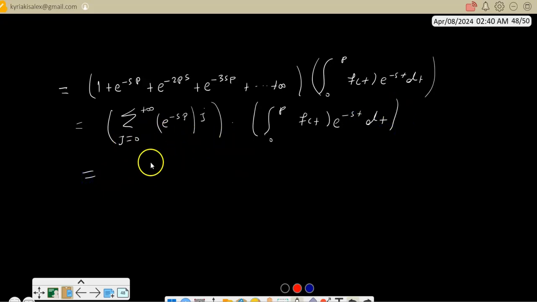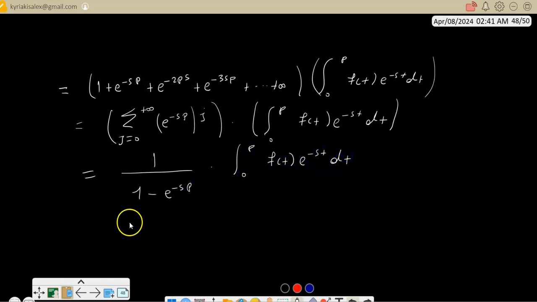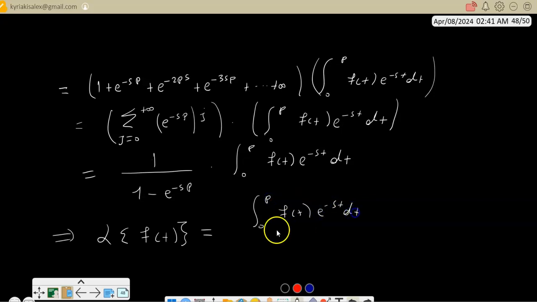This is an infinite geometric series, so I can write it as 1 divided by 1 minus e to the minus sp, times the integral from 0 to p of f of t times e to the minus st dt. So the Laplace transform of a periodic function f of t is the integral from 0 to p of f of t times the kernel e to the minus st dt, divided by 1 minus e to the minus sp, where s is strictly greater than 0. And this concludes my proof.